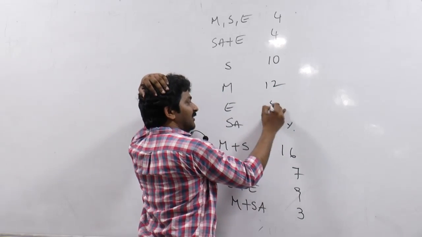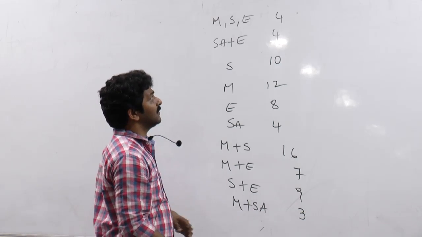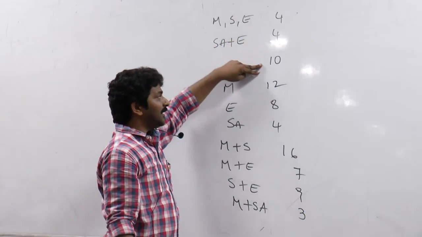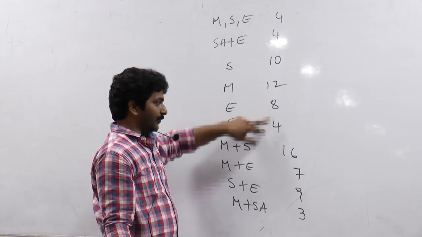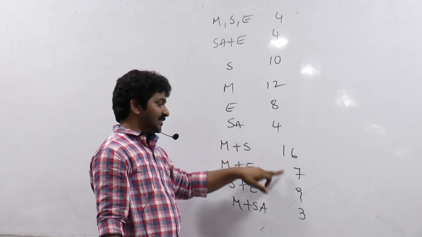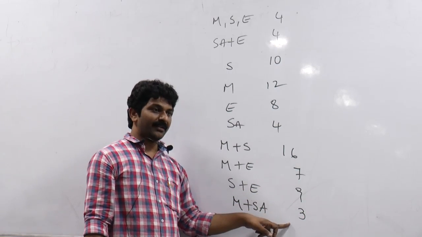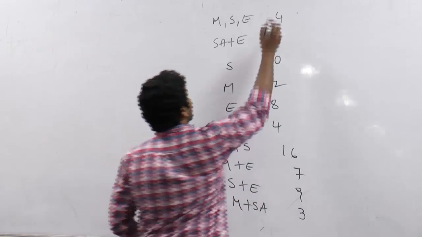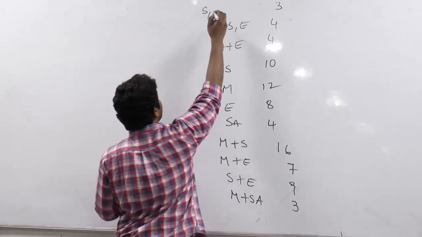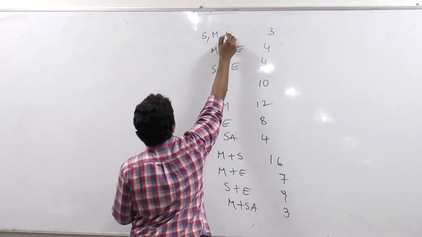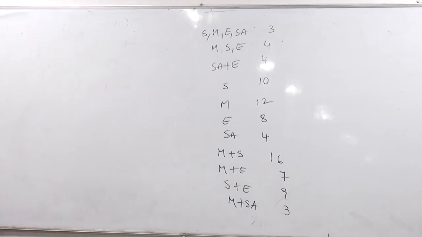10% is 8. 5% is 4. Now let's add everything. 8, 18, 30, 42, 58, 65, 74, 77. Remaining 3. So these 3 candidates took coaching in science, maths, English, Sanskrit. Write like this. And then start.